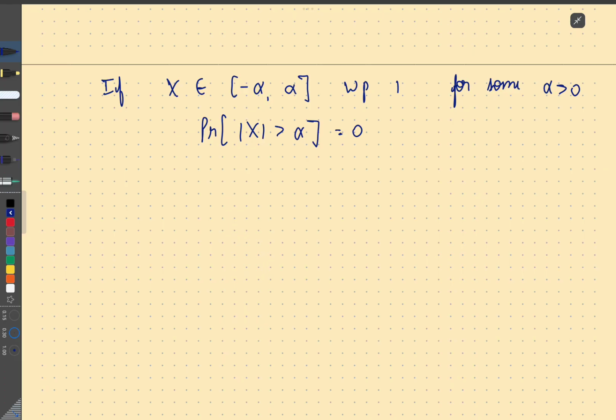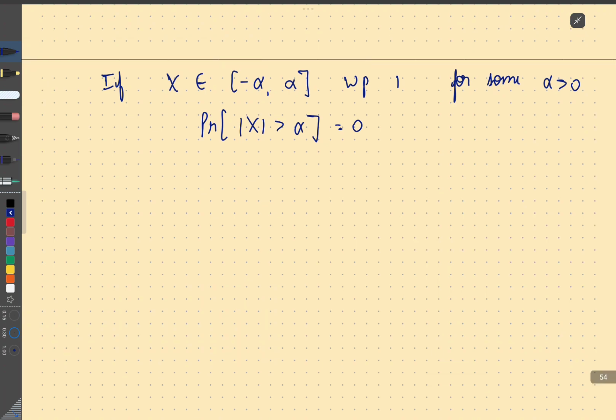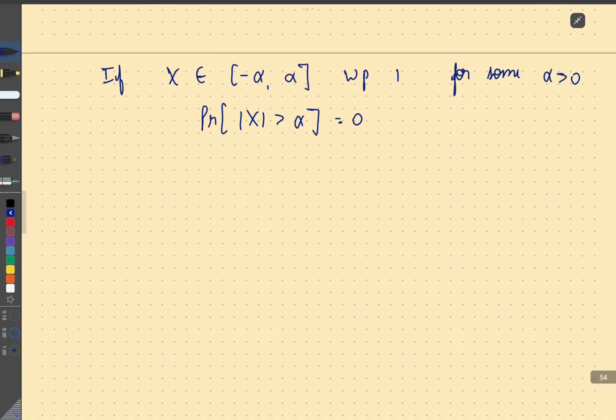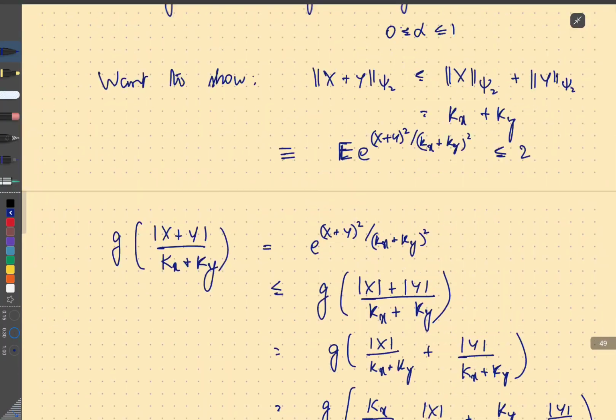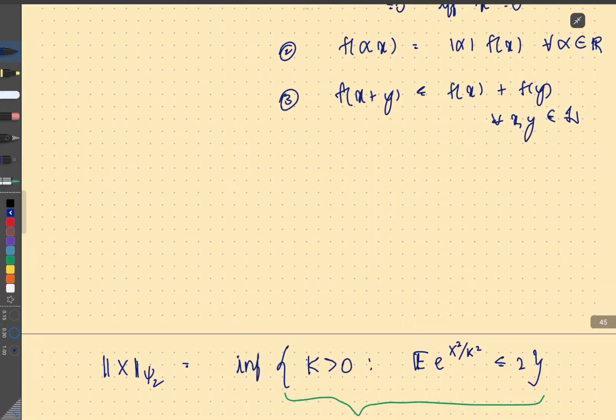I don't care what the distribution of x is within this minus alpha to alpha. It could be very weird. That's fine. The expectation of x need not be equal to 0. No further assumptions made. I claim that x is Subgaussian. And this is where we'll again use these properties.